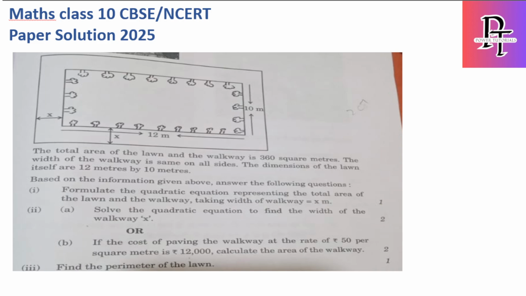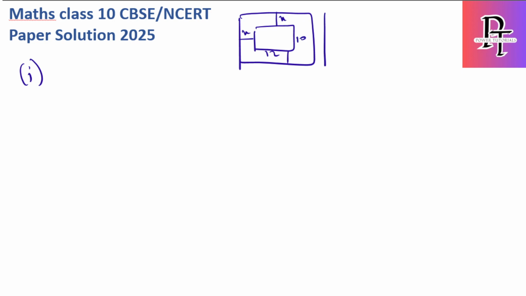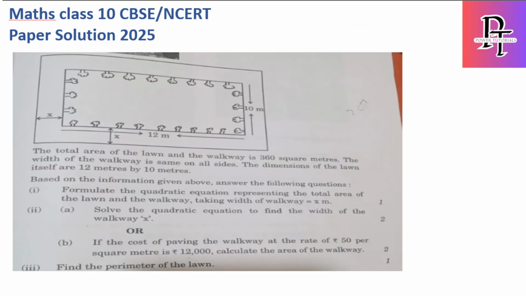So let's solve the first part. If you notice here, we have two rectangles, one inside and one outside. Inside is 12 into 10, whereas this is x and this is x. So the total width of the outside rectangle is 10 plus 2x, whereas the length of the outside rectangle is 12 plus 2x. So what is the question? Formulate the quadratic equation representing the total area of the lawn and the walkway.